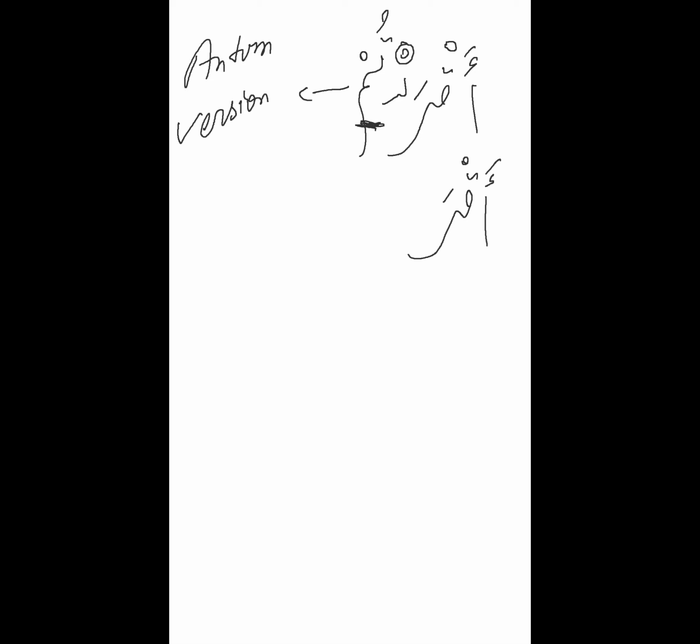Akrartum. So this was the word that we had, right? Now, this is the antum version, as we said. So the Hua version is, we know that this jazm comes because of the attached pronoun. And that past tense verbs, especially the Hua version, will always have fatha at the end.